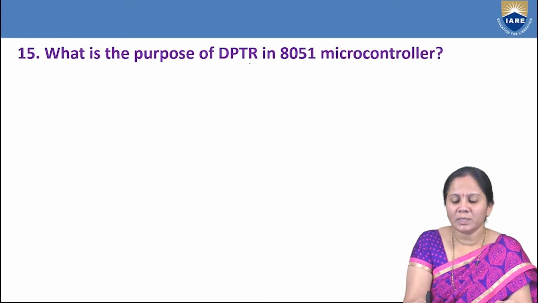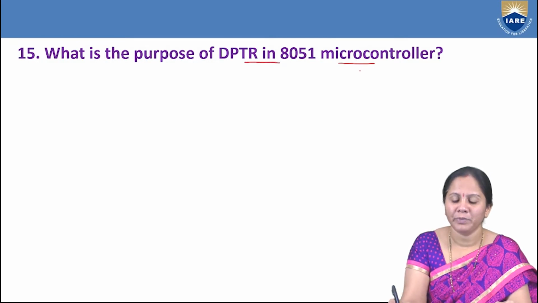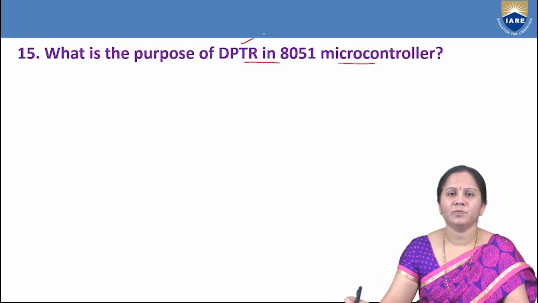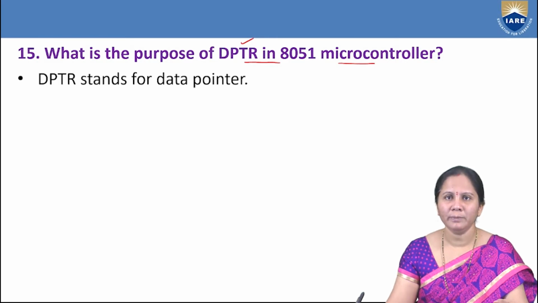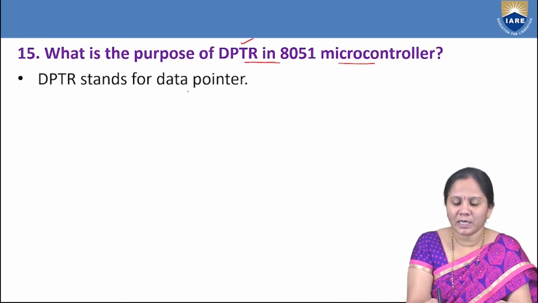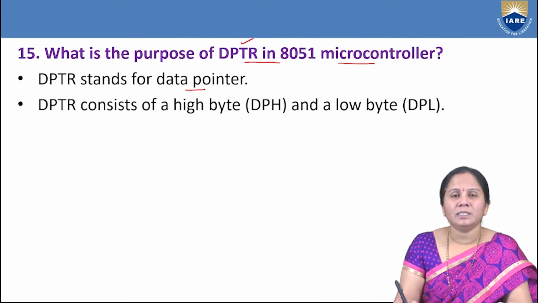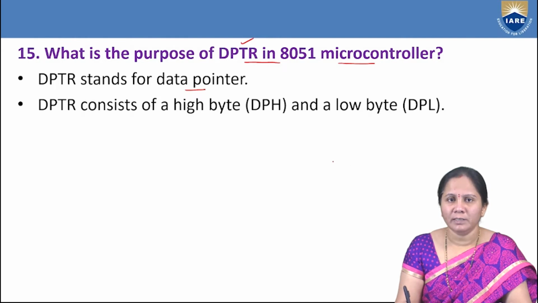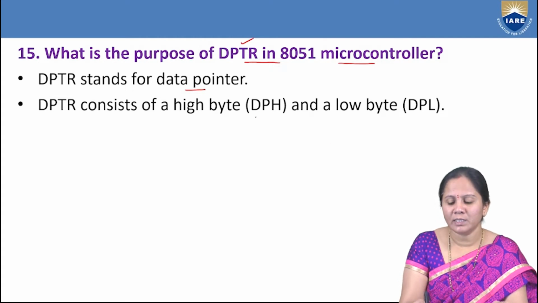Next. What is the purpose of DPTR in 8051 microcontroller? Here DPTR stands for data pointer. It is a 16-bit register that is available in 8051 microcontroller. That 16-bit register can be used as two 8-bit registers, one is DPH, another one is DPL.